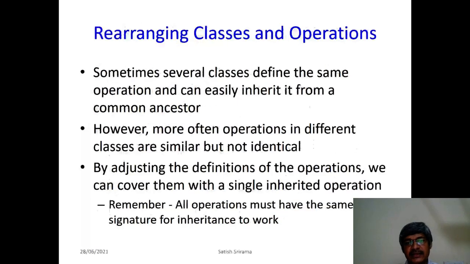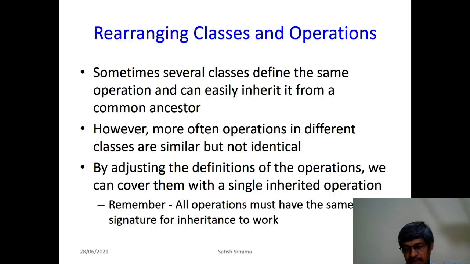First, let us look at rearranging classes and operations. Sometimes several classes define the same operation and can easily inherit it from a common ancestor. Because in the class design you have added several new classes, now you go and check the class model again, and you can observe that several of these classes define the same operation. So you can put that operation into a common ancestor and have an inheritance relationship. That is a very good way to do it.